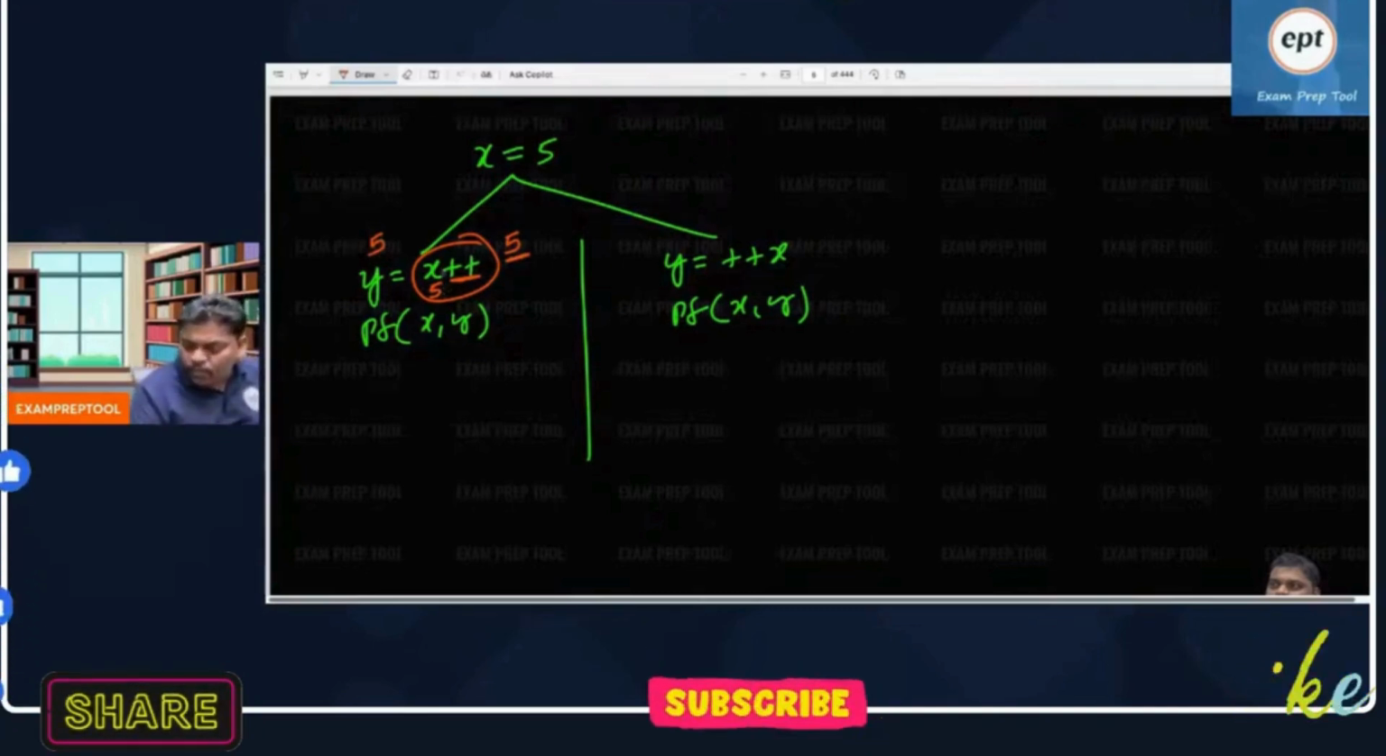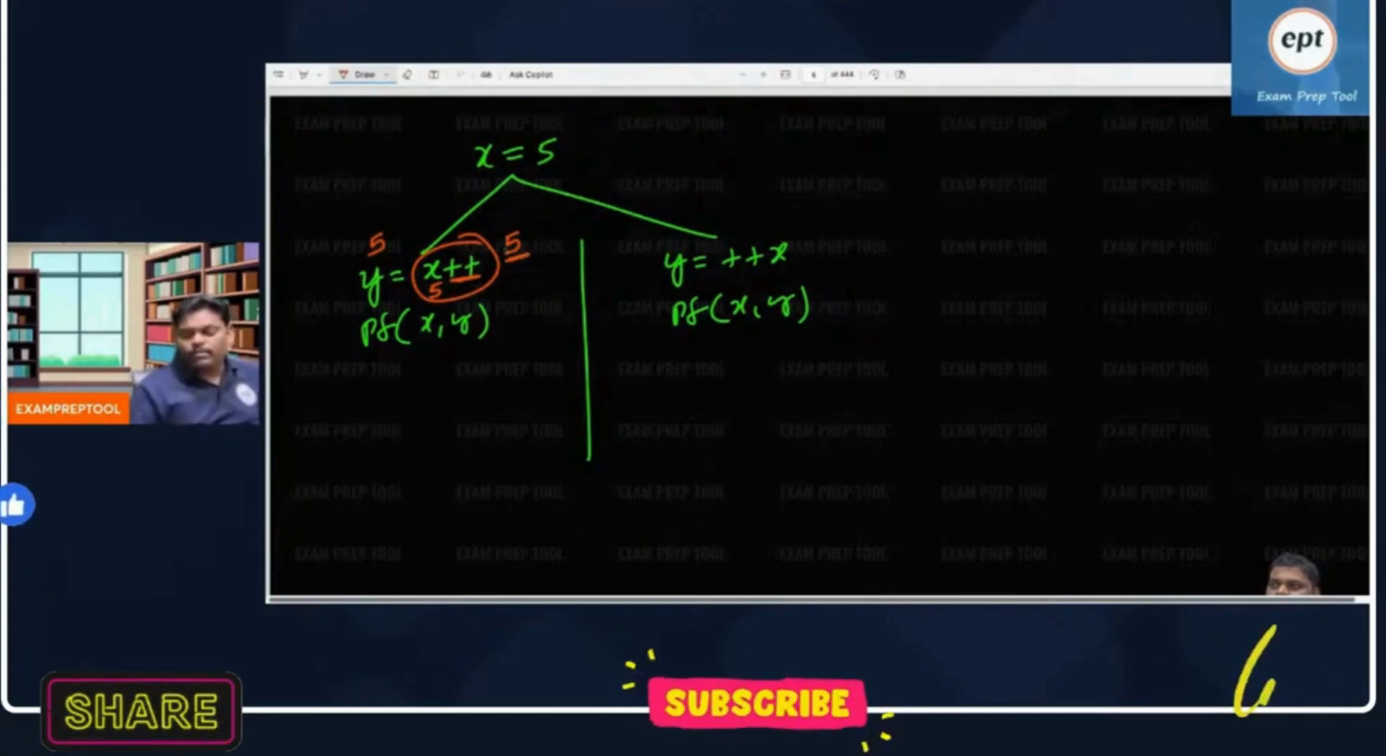X value is 5, and 5 plus plus is 5 only. It is a post incrementation. Post incrementation means it doesn't work in this line. That 5 will go to y. Y value becomes 5, right?